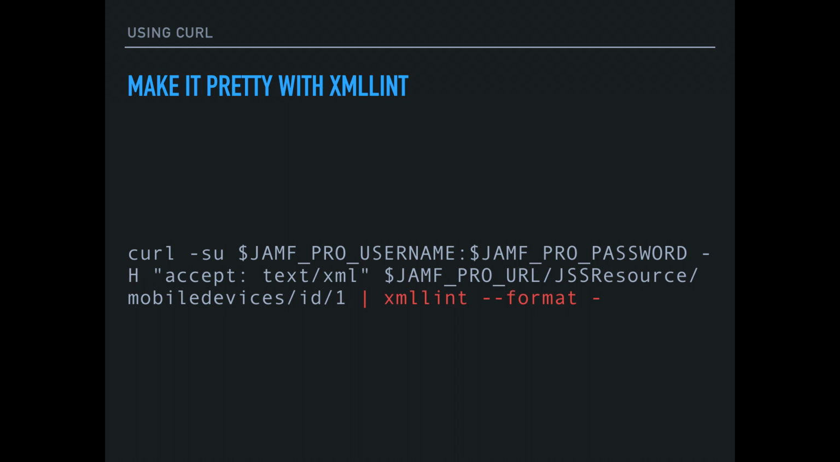So what we're doing here is we're requesting the mobile device of ID 1 from the Jamf Pro server, and then we're parsing that through XML Lint format, and then the dash on the end just means read the output of standard out. XML format by default expects a file, so you have to put this dash on there in order to tell it to just read the output that the last command gave it.